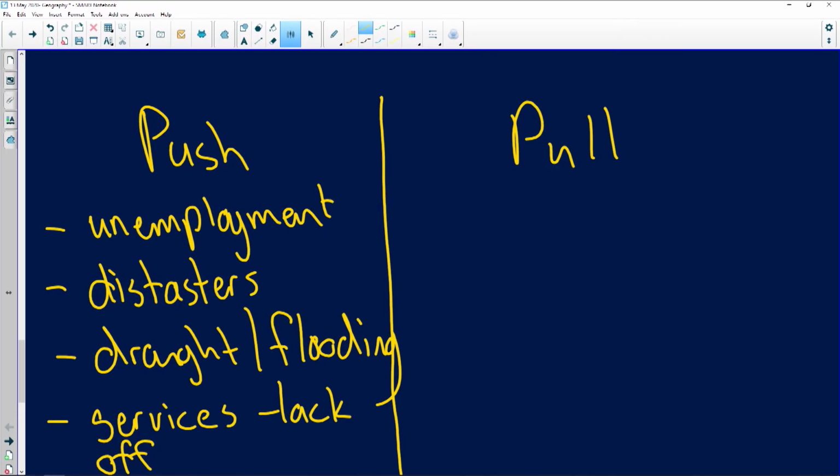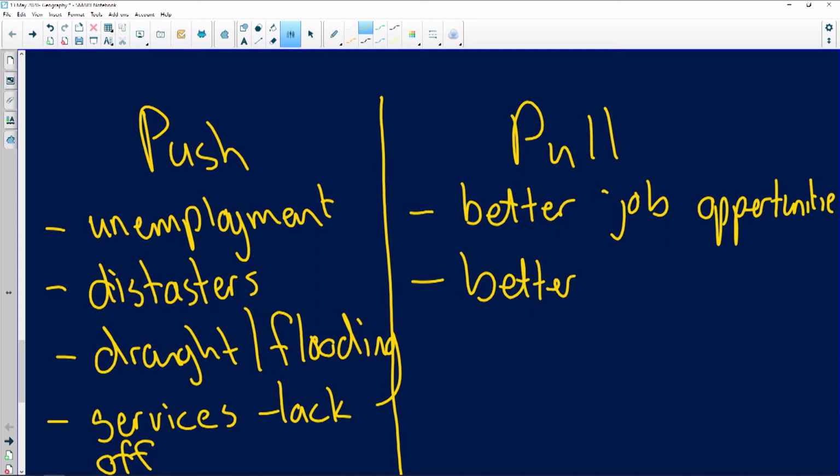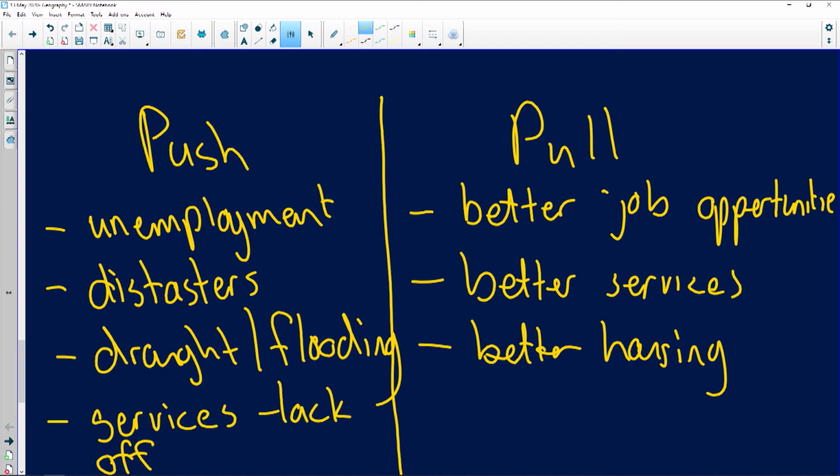Now, these are the push factors. So that pushes you away from the rural areas. Now, I just might as well mention the pull factors. Why do you want to move from a small village to an urban area? Better job opportunities. Better services, such as schooling, hospitals, colleges, and better housing. So there's going to be improvement in your standard of living once you move to urban areas.